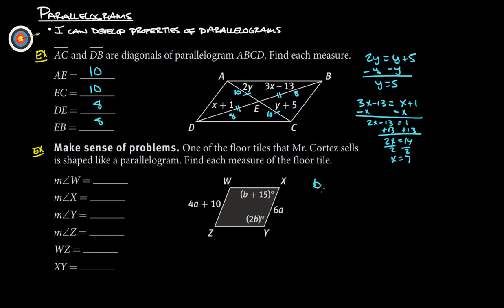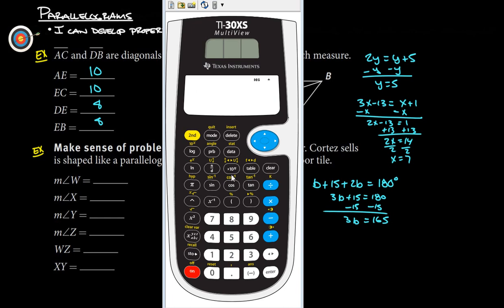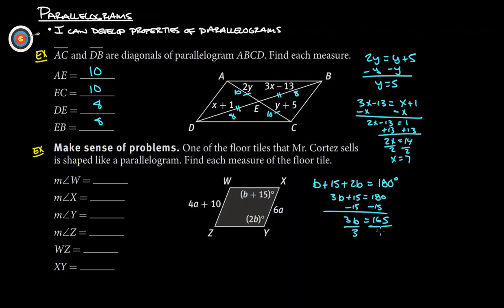Doesn't matter which one you do, but so we know that b plus 15 and 2b has to be supplementary, which we know is 180 degrees. So now we just solve that. So we get 3b plus 15 is 180. Subtract 15 from both sides. 3b is going to be 165, right? So we're going to divide both sides by 3 here. So we get 165 divided by 3 gives us 55. So we divide both those by 3 and we get b is 55.